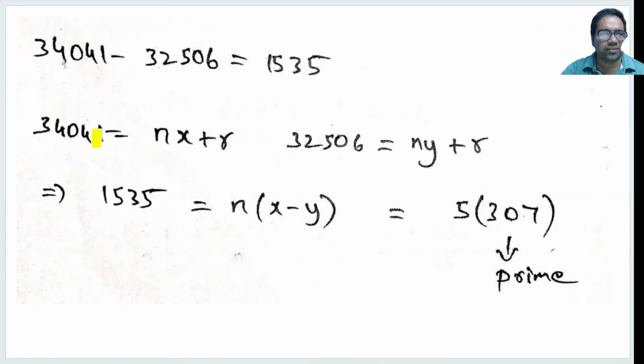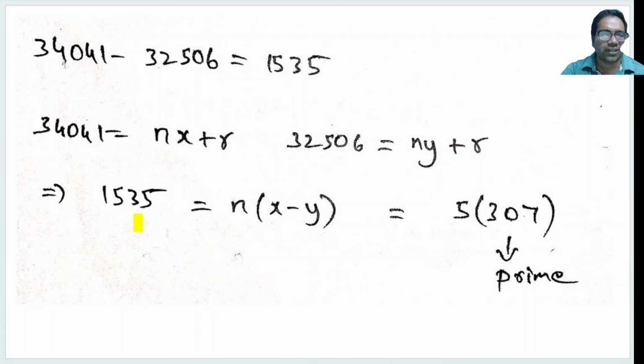So we can express 34041 as n into x plus r, and this one as n into y plus r. Now let us subtract one from the other: 34041 minus 32506. We get 1535 equals n into (x minus y), because r and r are common and will get cancelled. We don't know what x is or what y is, but it doesn't matter. Definitely this n is a factor of 1535, and x minus y is also a factor of 1535. Then only the product of these becomes 1535.